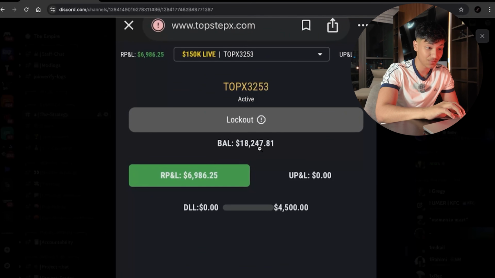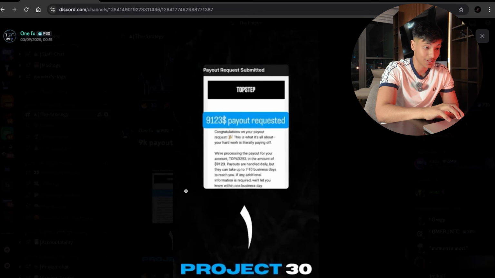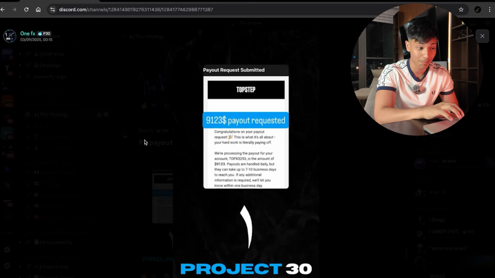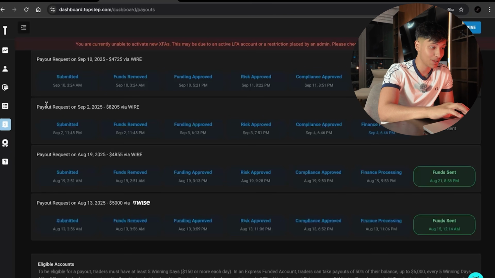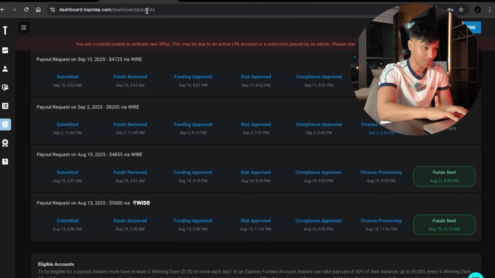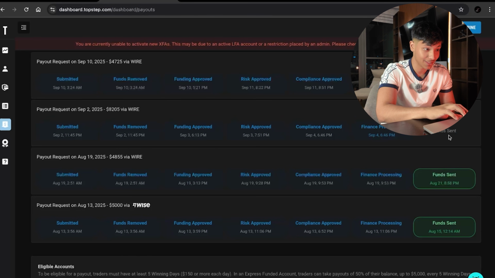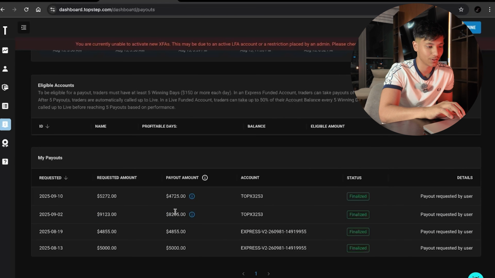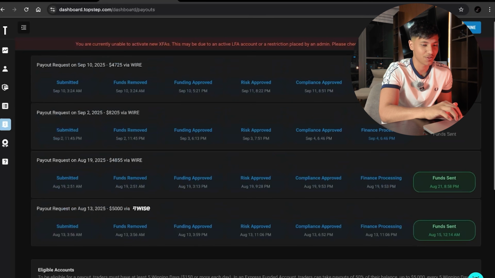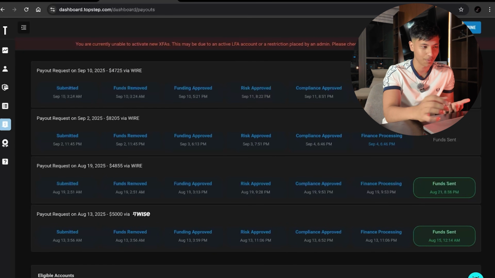And you guys can see out of this $18,000, I managed to go ahead and request a $9,123 payout. Now, for all of the haters out there, you guys can see the payout has been requested on the actual TopStep dashboard. If I go ahead and refresh this, it will all still be there. All I'm simply waiting on is this payout to land, $9,123 payout, and then obviously my profit split. And again, I got another payout, and for some reason, it still hasn't been sent, but I know it's TopStep. They're going to pay me out, inshallah.